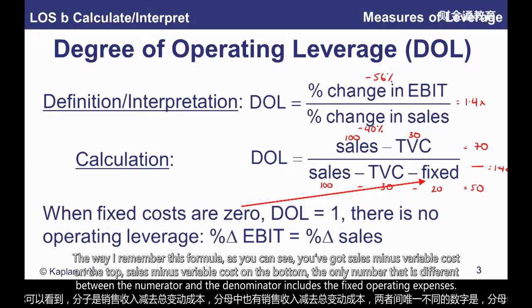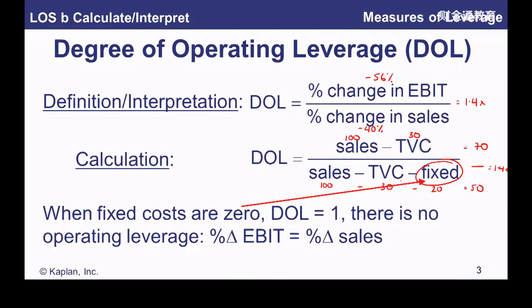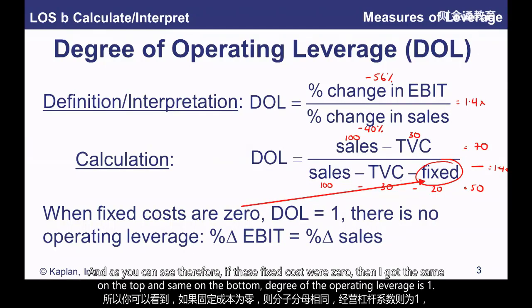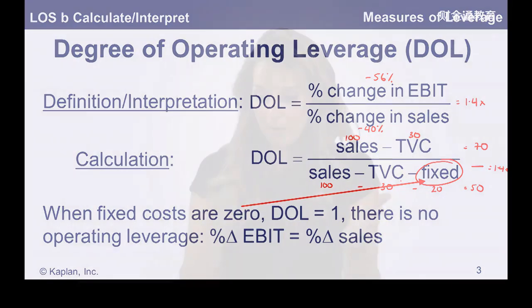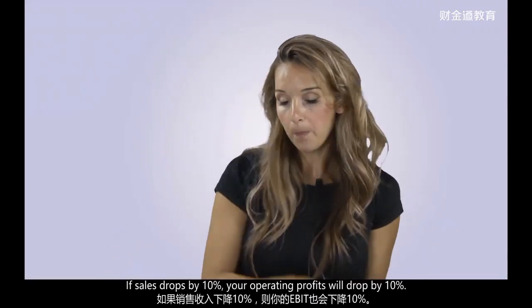The way I remember this formula is you can see you've got sales minus variable costs on the top, sales minus variable costs on the bottom. The only number that is different between the numerator and the denominator is the denominator includes the fixed operating expenses. And as you can see, therefore, if these fixed costs were 0, then I've got the same on the top, same on the bottom, degree of operating leverage is 1, therefore no operating leverage. If sales drop by 10%, your operating profits would drop by 10%.